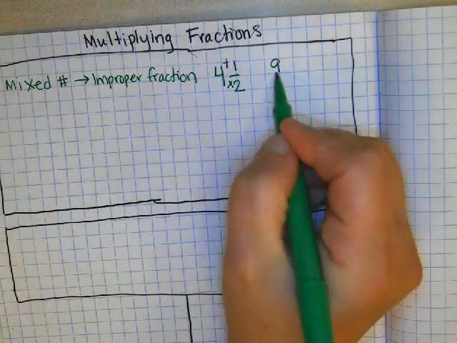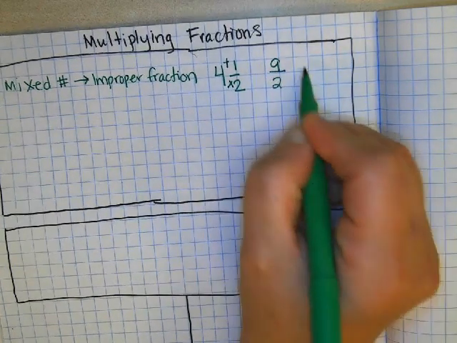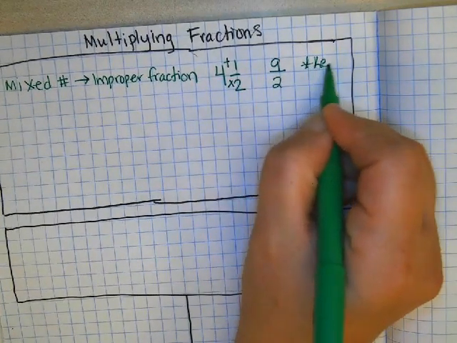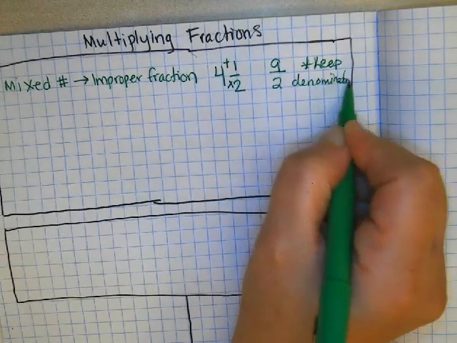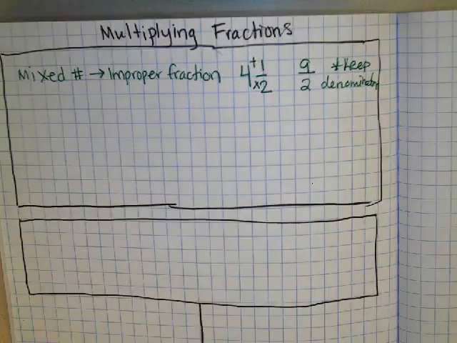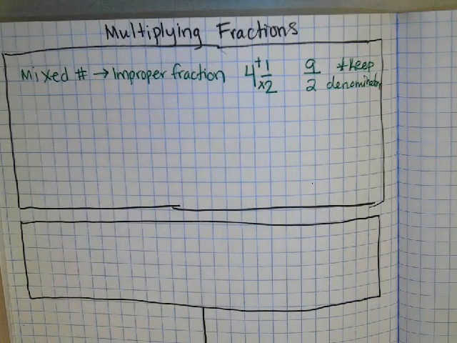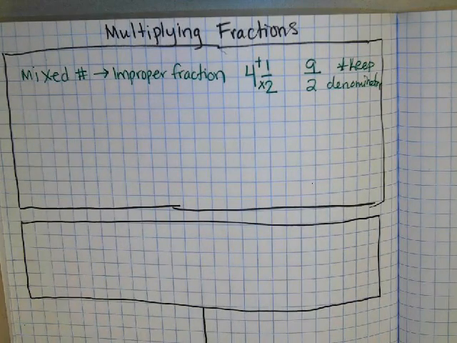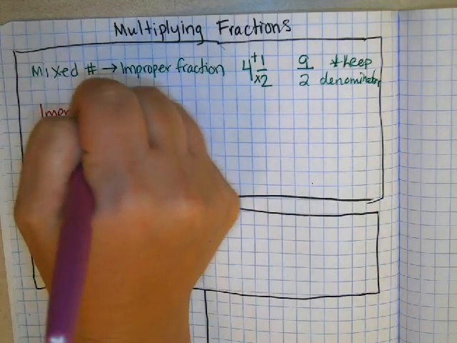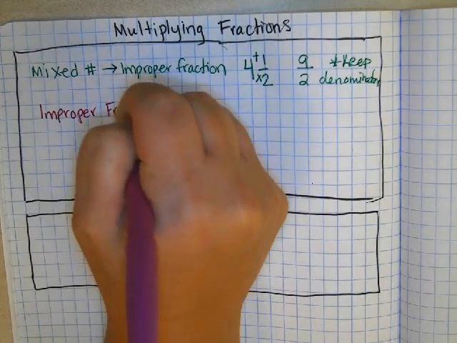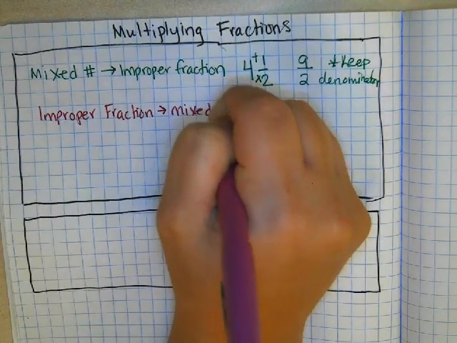Now, how do we figure out the denominator? Well, we keep the denominator the same. So now we have an improper fraction. But what if we wanted to go the opposite way? What if we wanted to go from an improper fraction to a mixed number?